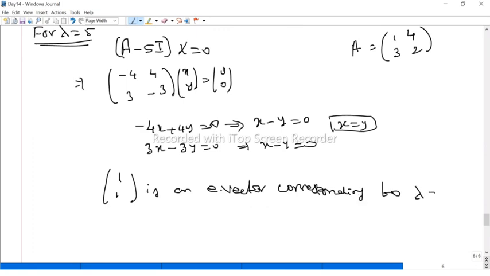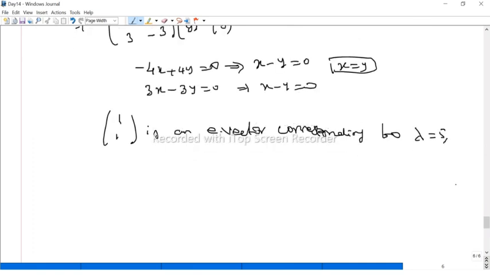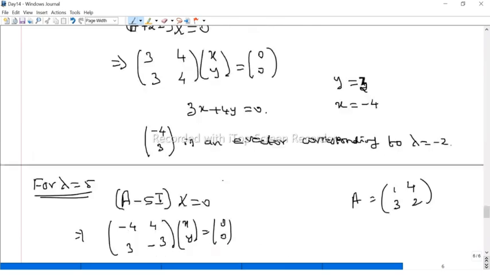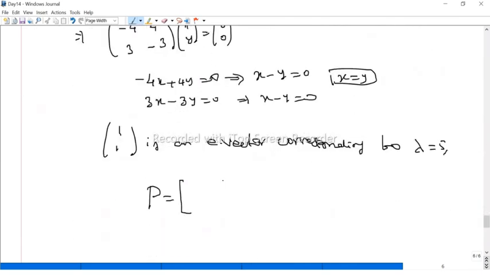Now once you find the eigenvectors, you have to form the invertible matrix P. It's nothing but writing the column vectors of our eigenvectors. For lambda equal to minus 2, we get minus 4, 3, so minus 4, 3 is the eigenvector. Now for lambda equal to 5, you get 1, 1. So this is our matrix P.